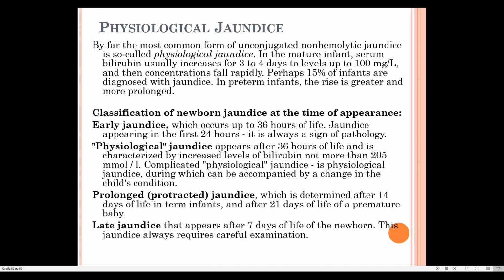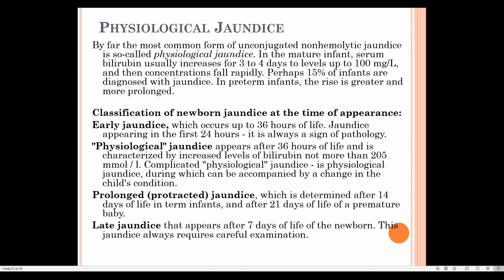Classification of newborn jaundice at the time of appearance includes the following variants. First one, early jaundice, which occurs up to 36 hours of life. Jaundice appearing in the first 24 hours is always a sign of pathology. So-called physiological jaundice appears after 36 hours of life and is characterized by increased levels of bilirubin no more than 205 mmol per liter.